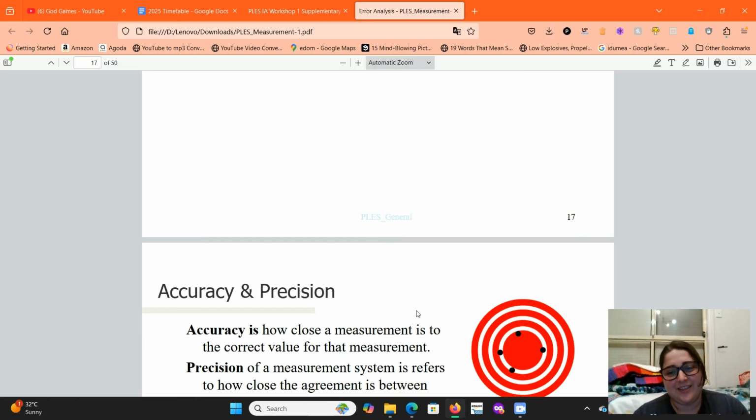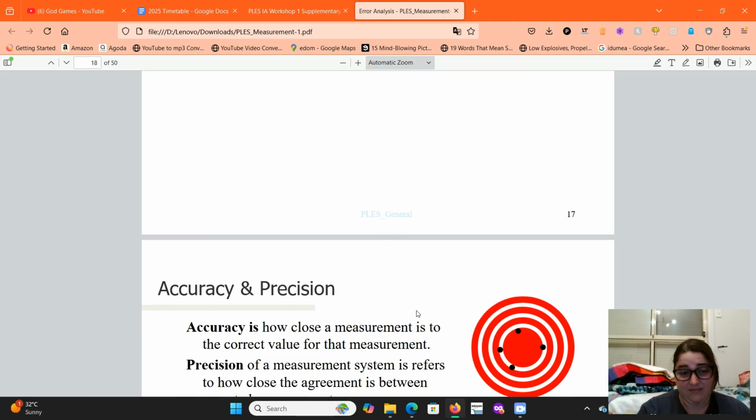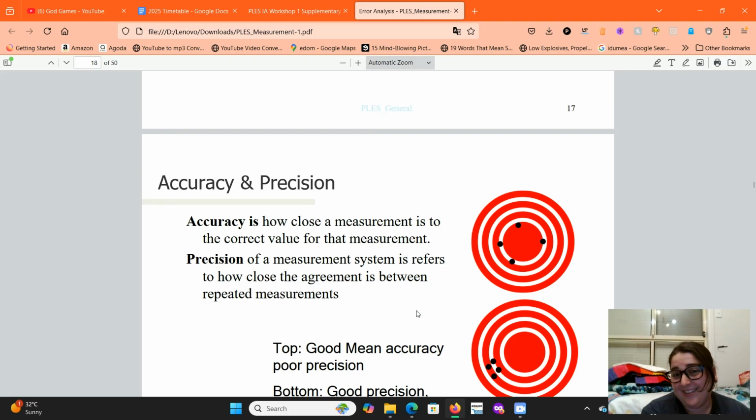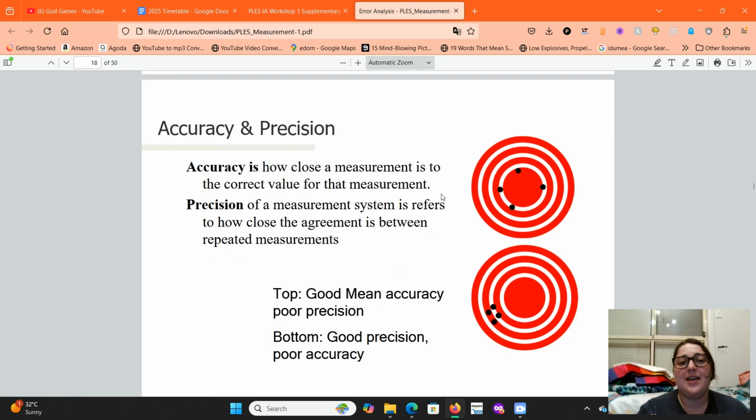So the next couple of slides are going to be about accuracy and precision. Okay? It is important to know the difference between the two. They are not the same thing. Accuracy is how close a measurement is to the correct value of that measurement. If you're looking at a target, it is how close it is to the center of the target, to the bullseye.